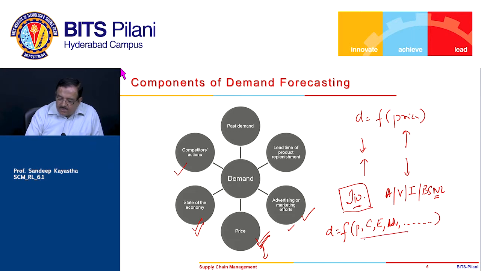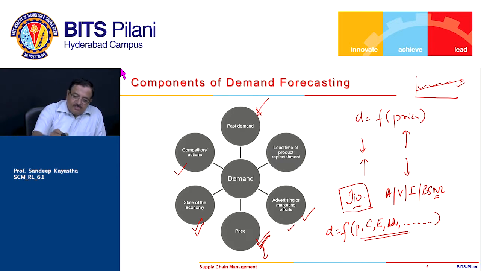Now, if we have so many factors, then what is the method we should use? There are different methods depending upon what kind of data you have and how many factors you want to include. In this chapter, we are primarily going to focus on a method which is based only on the past demand. So we will look at what has happened in the past, and based on that, we'll see what kind of trend is there, and we will try to project that and make the forecast. So the method that we are going to use is called the time series method.